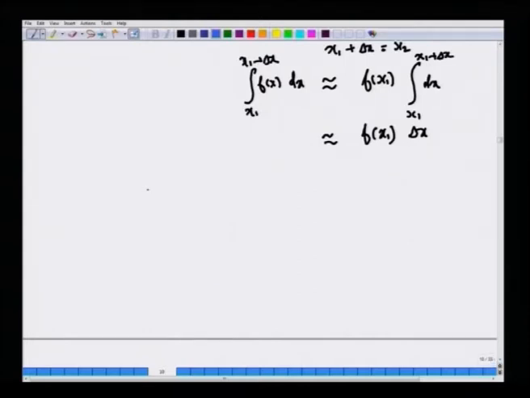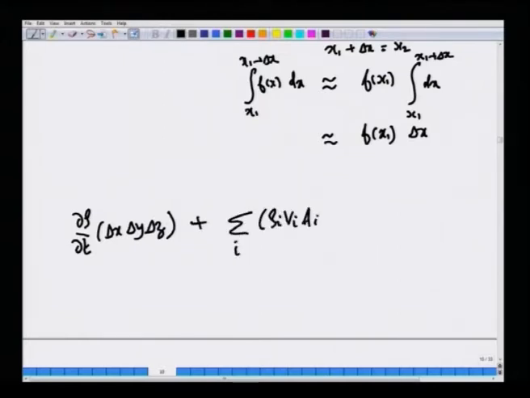Now, we have to look at the flux terms. Let us write that equation again. The integral has become a simple d rho dt times delta x, delta y, delta z, plus we have to evaluate all the flux terms, rho I, v I, A I at the outlets minus rho I, v I, A I over all the inlets, is 0.